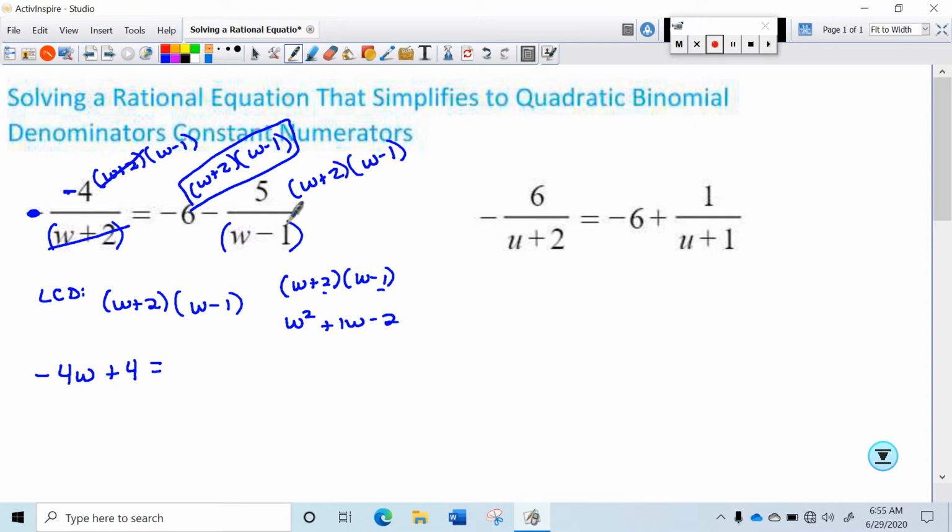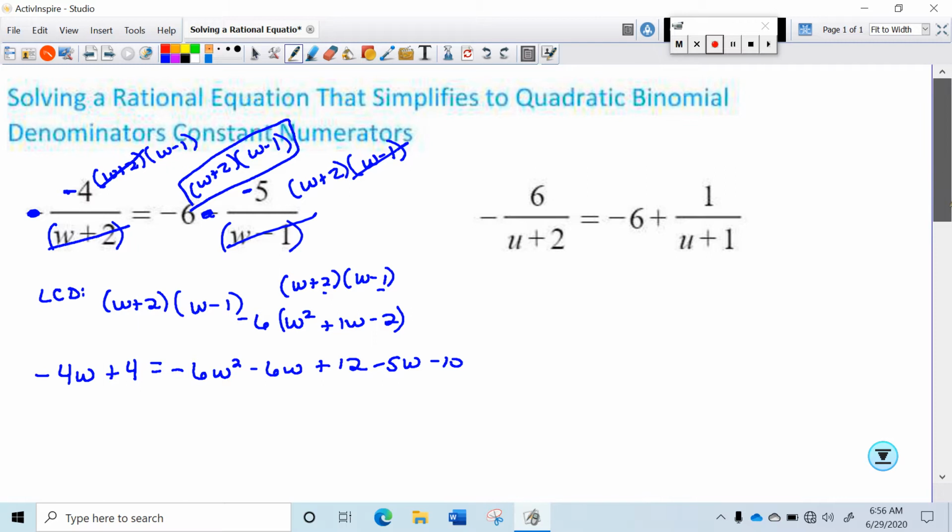Okay, so then I have a negative 6 here that I'm going to multiply that by. So negative 6 times w squared is negative 6w squared. Negative 6 times w is negative 6w. Negative 6 times negative 2 is a positive 12. Okay, that takes care of that term. Now on the last term, w minus 1 cancels with w minus 1. So I have negative, move the negative up with a 5. Negative 5 times w is negative 5w. And negative 5 times 2 is negative 10.